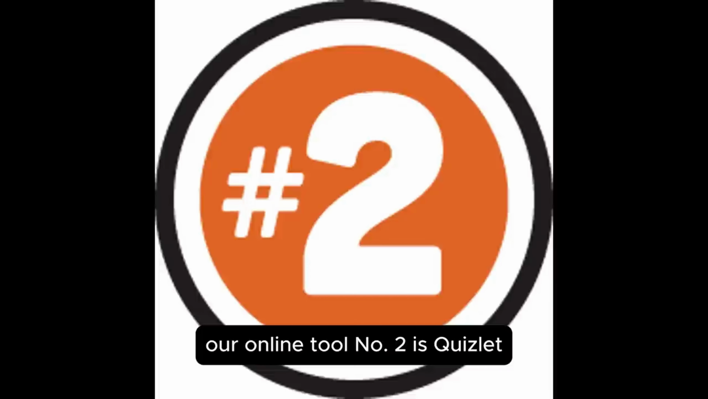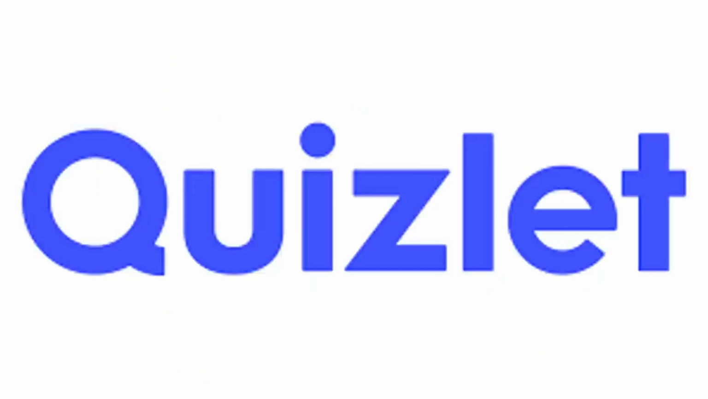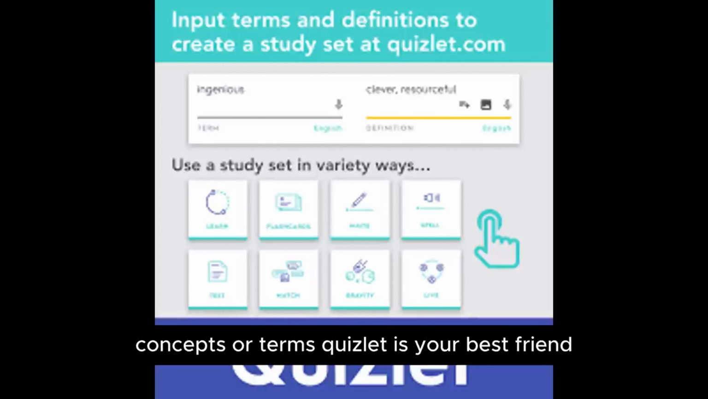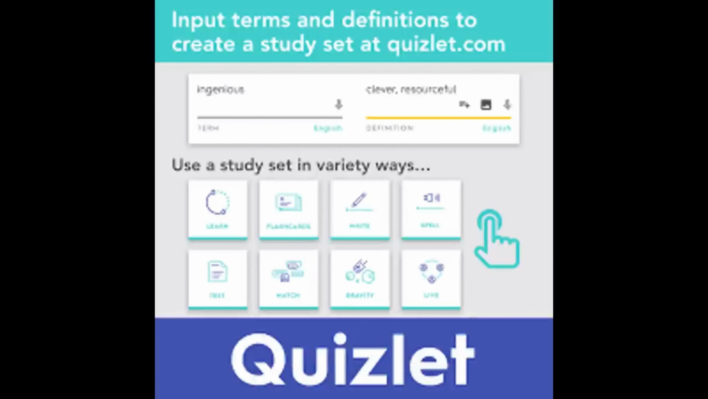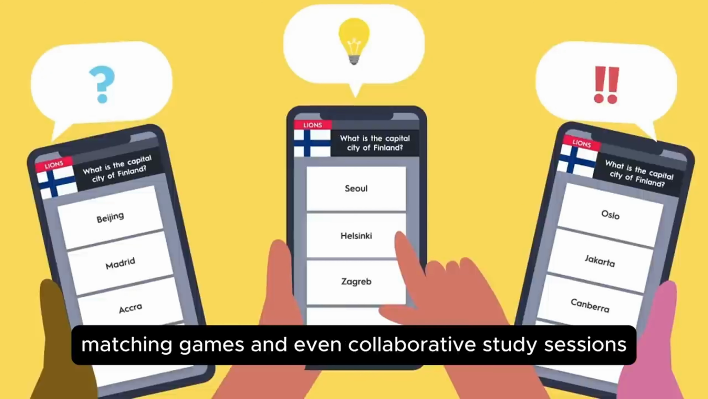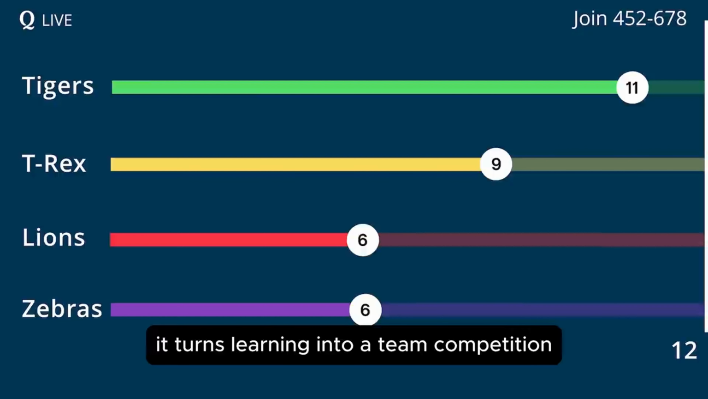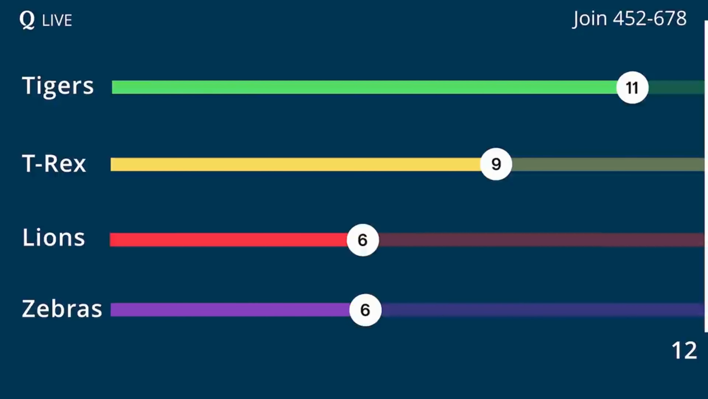Our online tool number 2 is Quizlet. If your students need to review vocabulary, concepts, or terms, Quizlet is your best friend. It's great for flashcards, matching games, and even collaborative study sessions. The live feature is especially fun. It turns learning into a team competition.